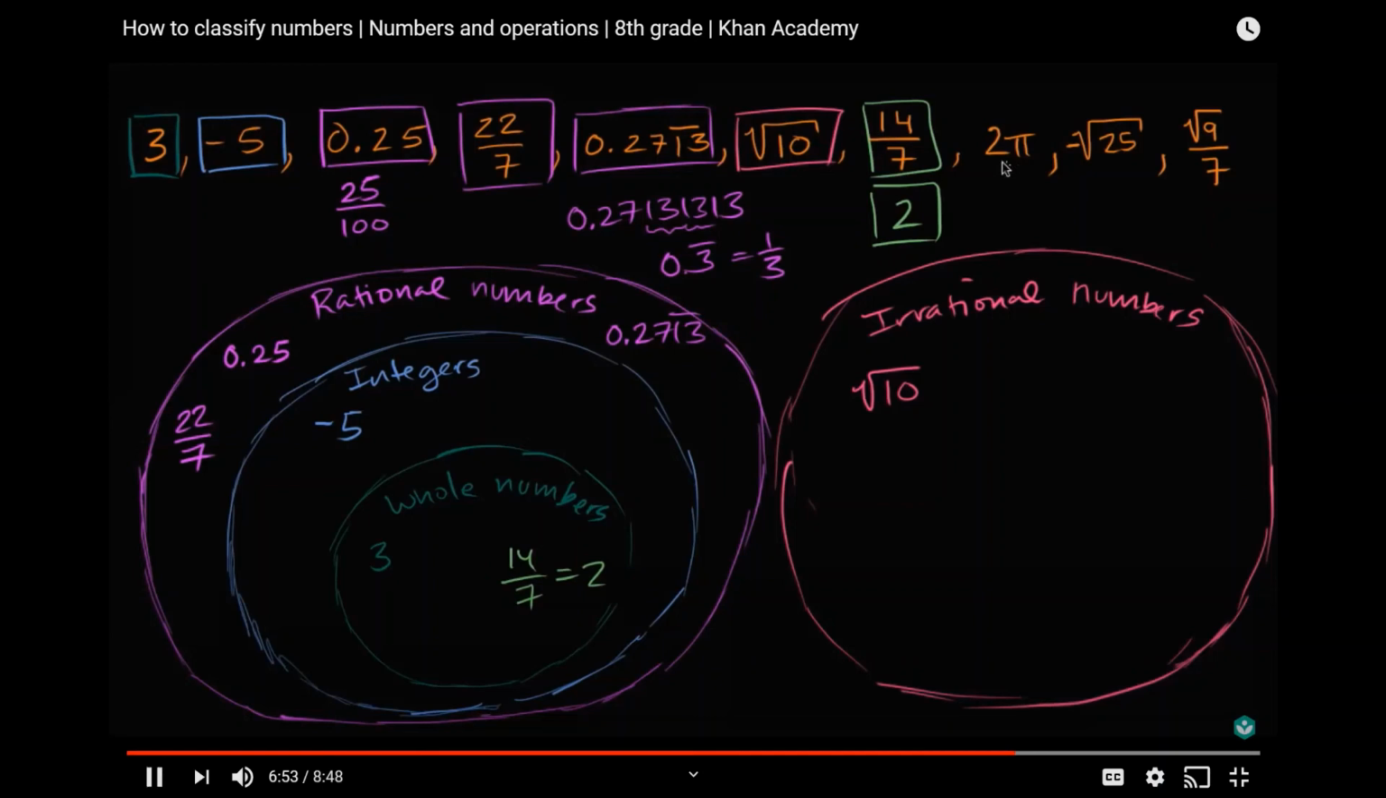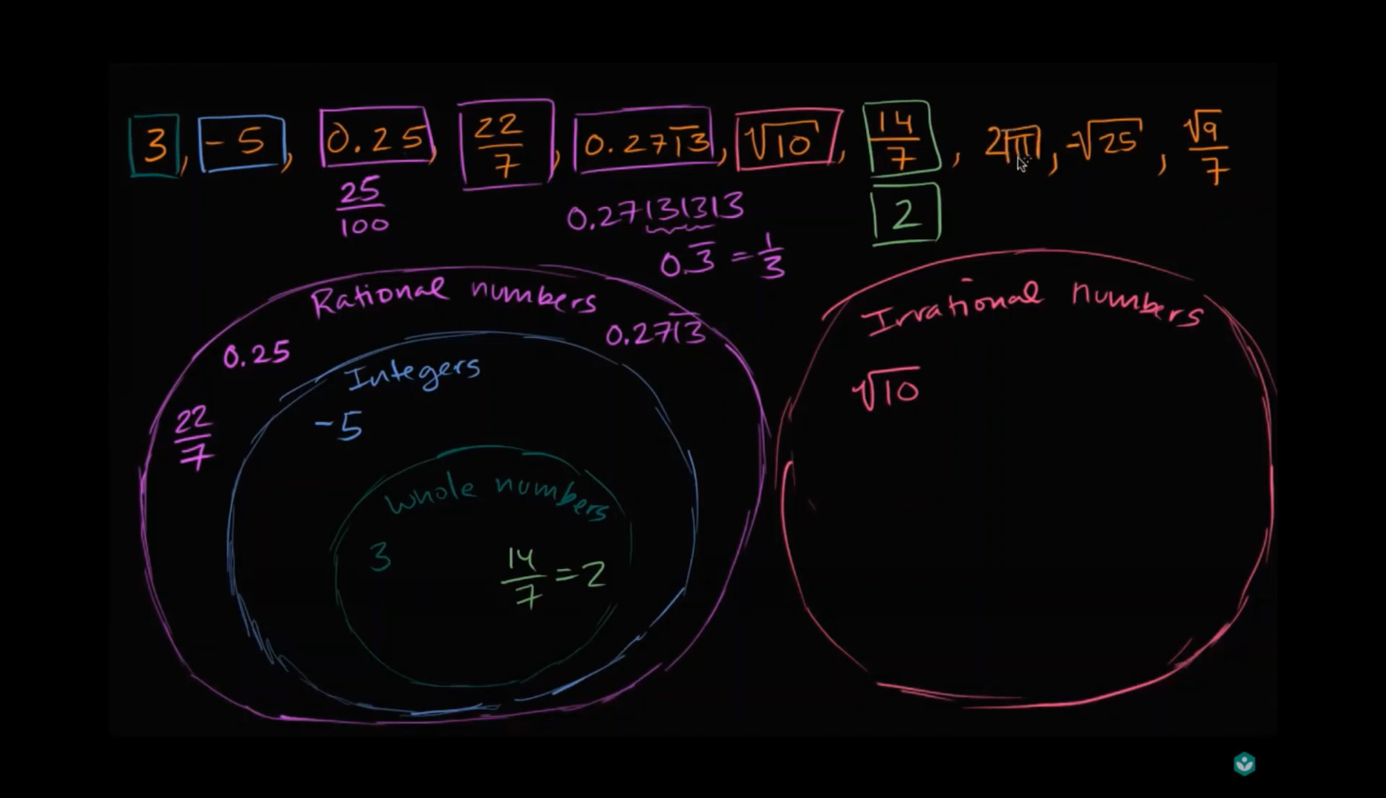Now 2 pi. Now pi is an irrational number. So if we just take an integer multiple of pi like that, this is also going to be an irrational number. If you looked at its decimal representation, it will never repeat. So that's 2 pi right over there.